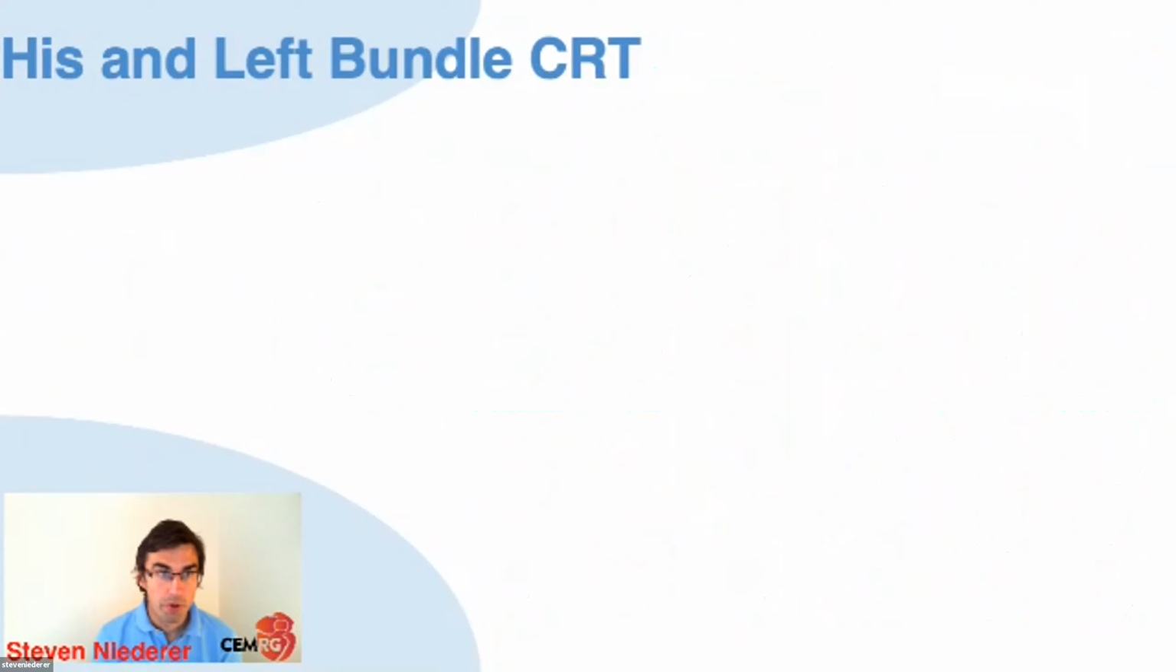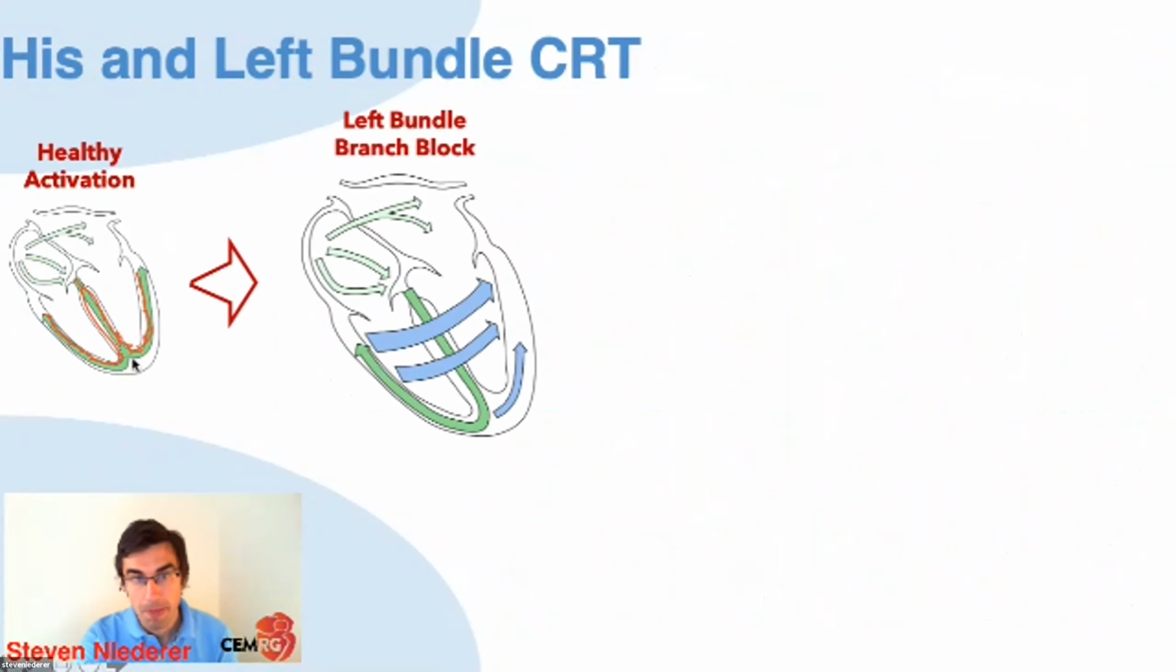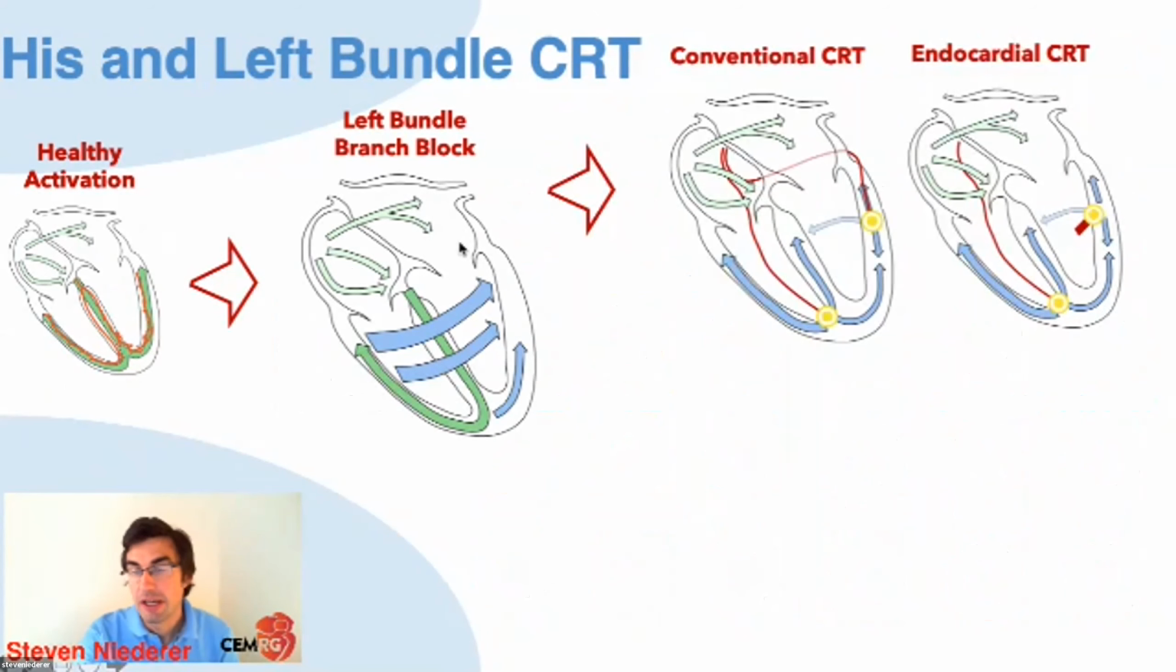We've also been using these models to study a newly proposed form of cardiac resynchronization therapy, so His and left bundle CRT. So in a normal heart, we have this activation, as we said in the first instance, through the Purkinje network, which is viable. We have our left bundle branch situation, and then we have two forms of CRT which have been available up until now. One of those is conventional CRT, where we access the ventricle through the coronary sinus. And then the other is where we have a leadless pacemaker on the endocardium. So these are two options that have been evaluated at the moment.